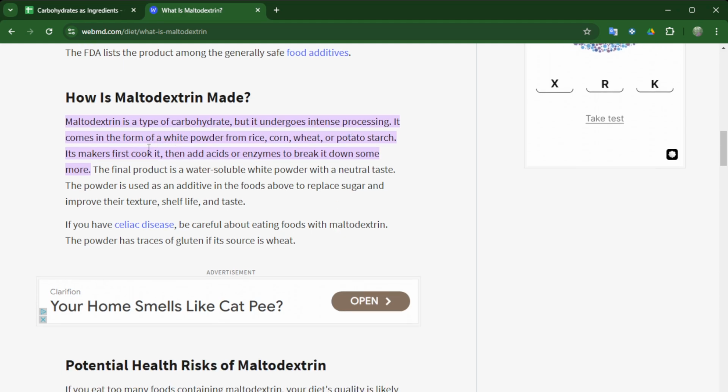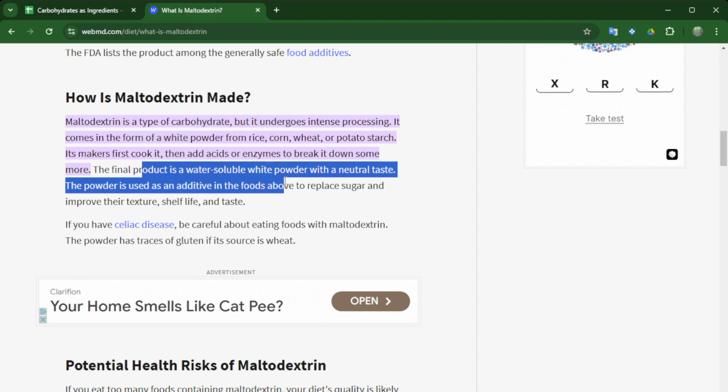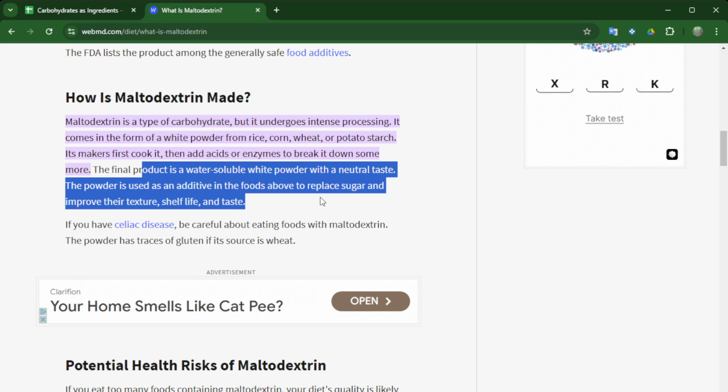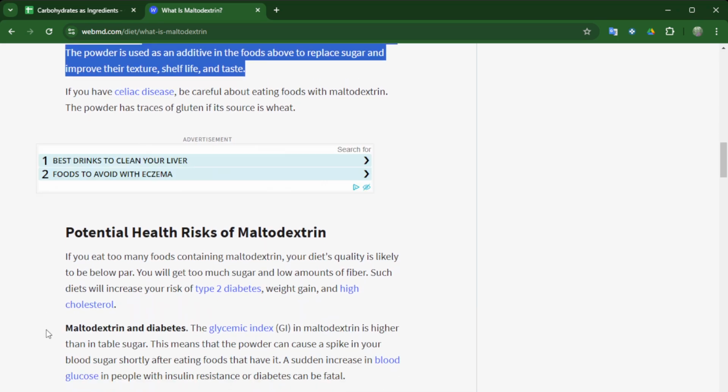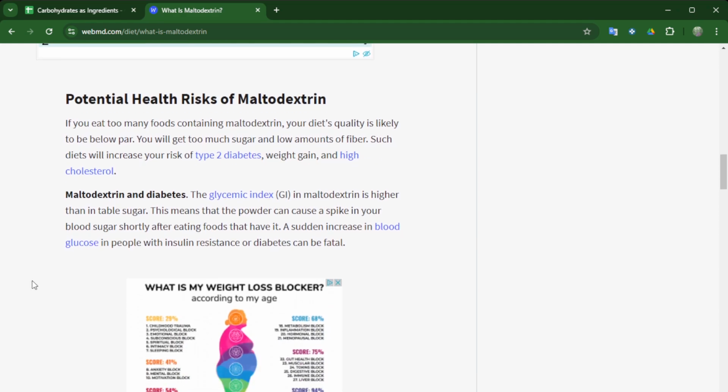Intense processing, white powder. They add enzymes to break it down more. Final product is a water-soluble white powder with a neutral taste. Powder is used as an additive to replace sugar and improve texture, shelf life, and taste. Okay.